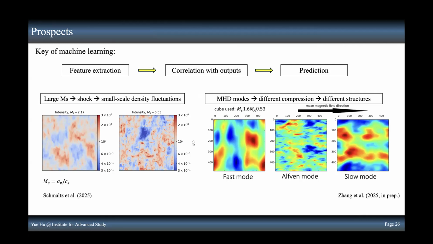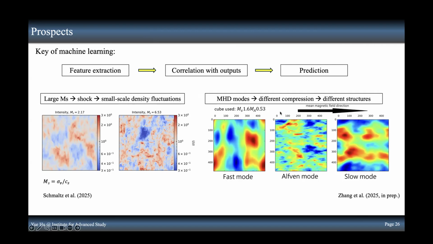So this would be very useful to predict other physical parameters, like the sonic Mach number MAs, because a large MAs means it can induce significant shock effects, which also induce small-scale density fluctuations. Here you can see the difference: this one is the transonic intensity map, and here is the supersonic intensity map. The difference in the MAs induces different features in the observed 2D images, and the machine can extract such a difference and predict the MAs.